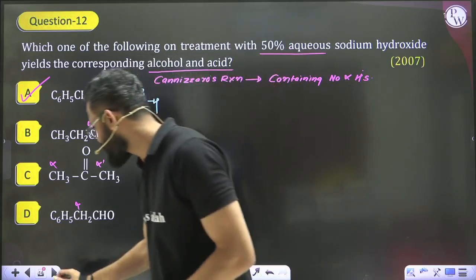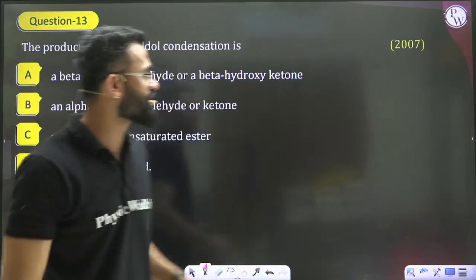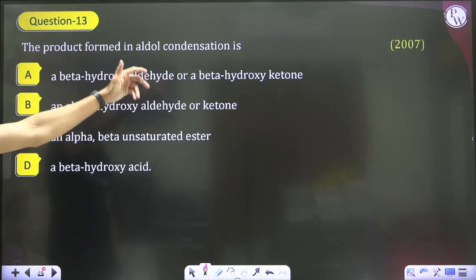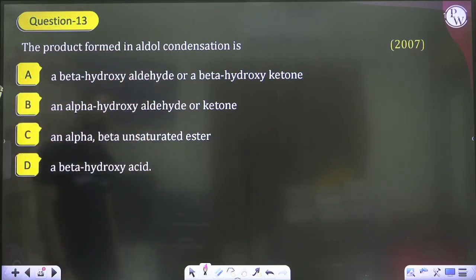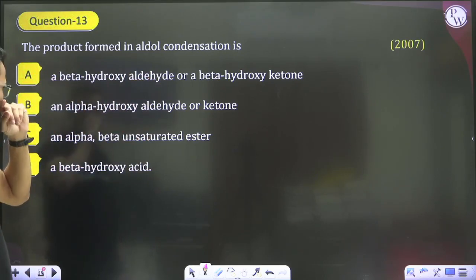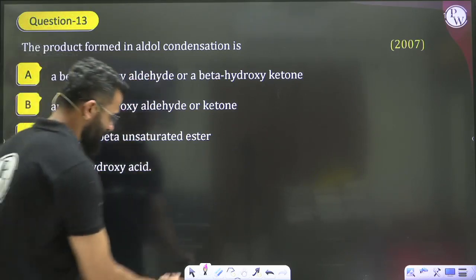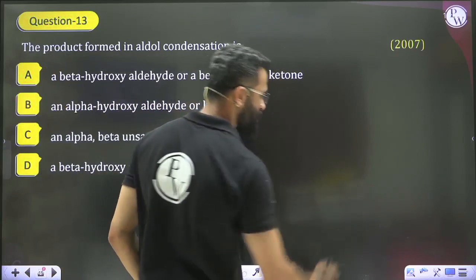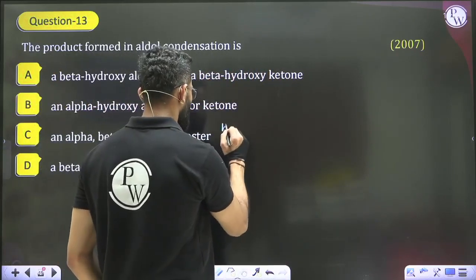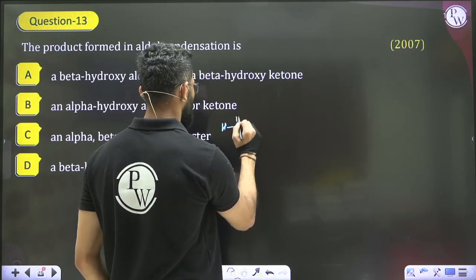Guys, moving forward with the next question from carbonyl chemistry. A product formed in aldol condensation is which of the following? Okay. If you look at the options, they're talking about some hydroxy group in an aldehyde either at alpha or beta position. So what do you think is going to be the product? Let's do one thing. Carry out aldol condensation. All right. Imagine if you're having acetaldehyde.